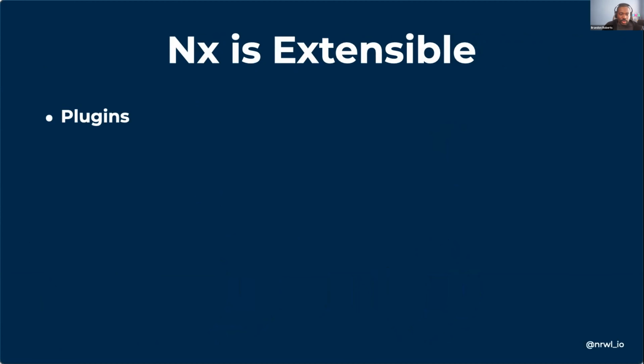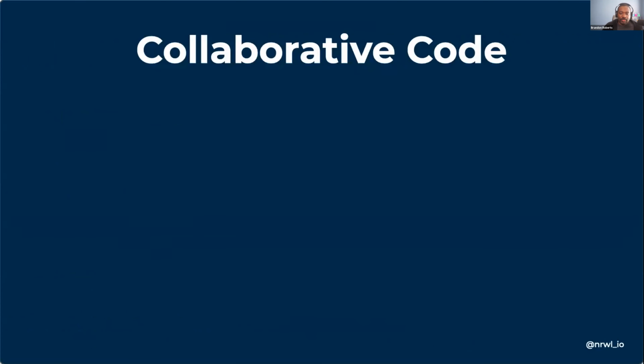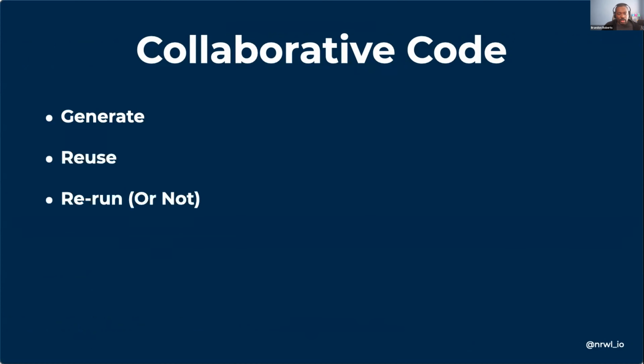We talked about collaborative code, and the biggest thing that you want to promote in a monorepo is being able to collaborate across different primary areas. And we do this by generating in a consistent way, being able to reuse code, and rerun or not rerun code.